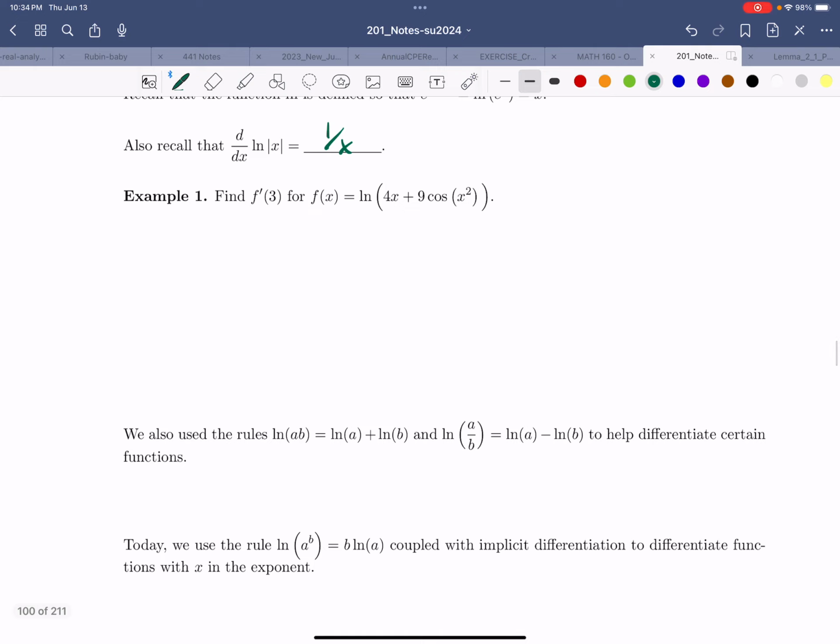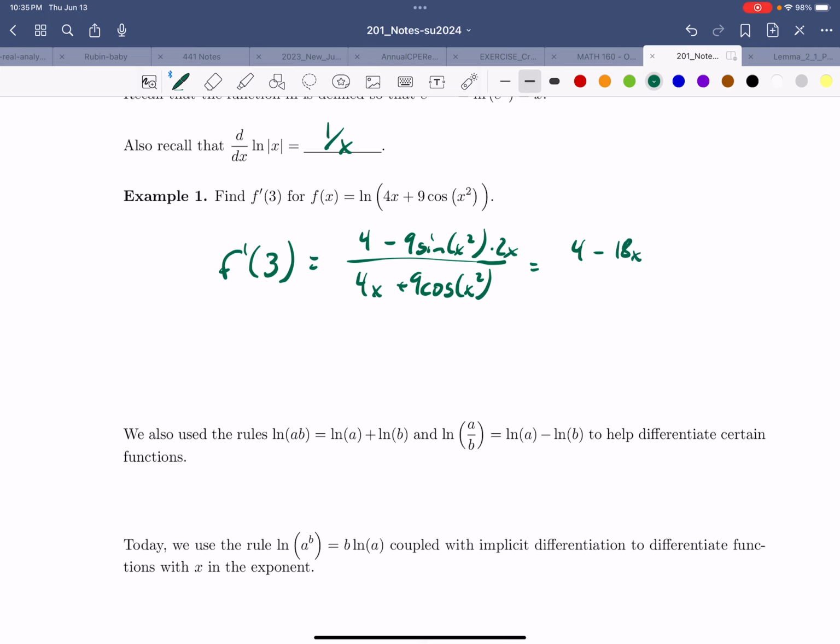Quick little review. f prime of x is going to equal 1 over the inside, right? Just leave the inside the same, and then multiply by the derivative of the inside. 4 minus 9 sine of x squared times 2x, and that equals 4 minus 18x sine of x squared.